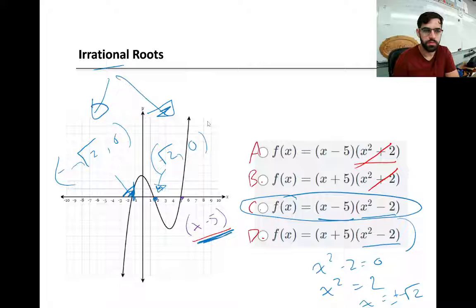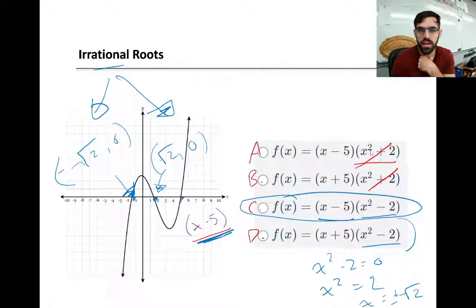Okay, with this example, we have some roots that are not whole integers. We do have an x-intercept at 5, so I know x minus 5 should be a factor. But then we have these two roots. One's between 1 and 2, and one root is between -1 and -2. So I know x minus 5 is a factor, so I'm looking at A or C.